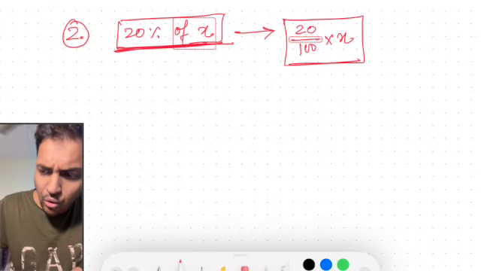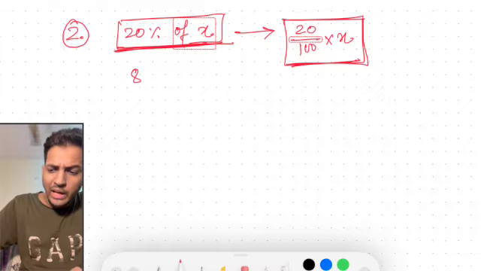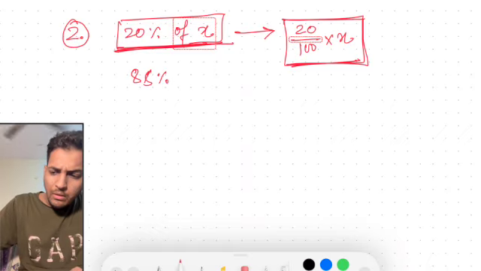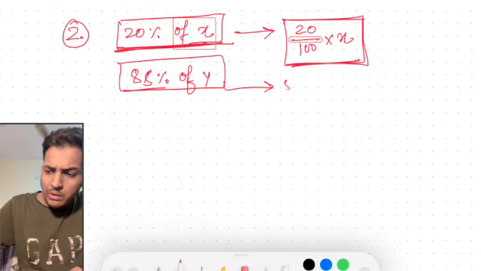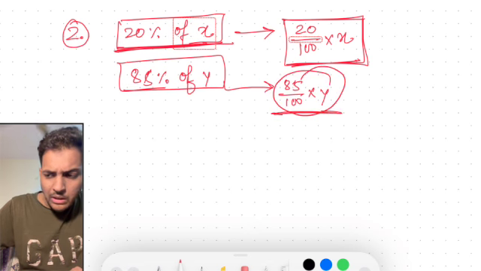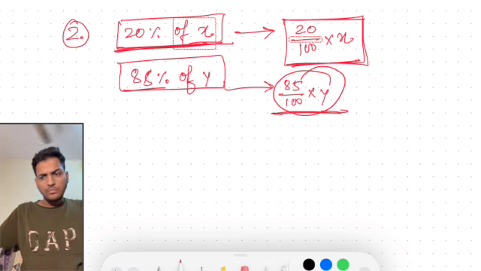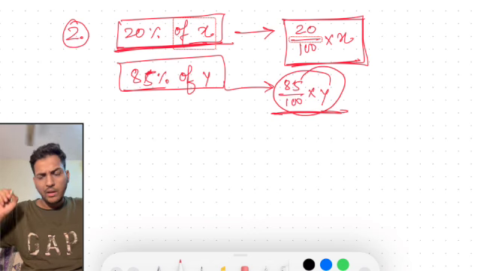I hope all of you know, but still for the sake of revision, I am showing this to you. If you have to find 85% of Y, what will you do? This will be equal to 85 by 100 into Y. Can you see? This is very easy.